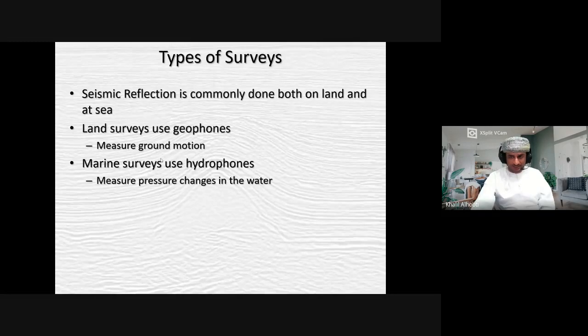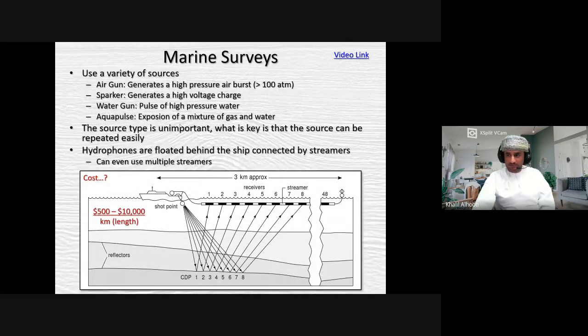So in general, land survey is way more expensive, almost 10 times more expensive than marine surveys. So this is a marine survey. You see that the geophones are inside a tube. This is what we call a streamer. It's filled with oil, some type of fluid. The cost is basically dependent on the length and the area you cover. The bigger the area, the higher the cost is going to be.